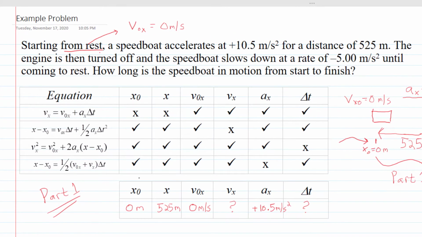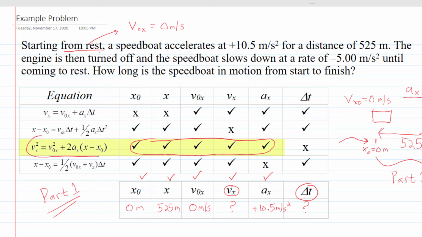Well, if you look, I have initial position, final position, initial velocity, and acceleration. I'm looking for my final velocity, and I'm looking for my elapsed time. Well, let's start off by getting the final velocity. So I have x naught, v naught x, ax, and I'm looking for vx. Well, if you look, all of these quantities, the known and unknown, are contained in this equation, vx squared equals v naught x squared plus 2ax times (x minus x naught). So I'm going to use that to get my final velocity.